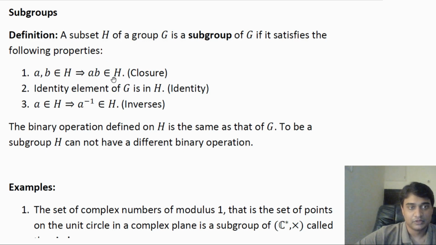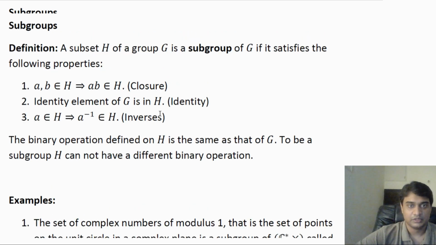So associativity holds, and second, the identity element exists. The identity element of G is in H, so the identity exists, and the inverses also exist. The inverse of each element of H is in H. Therefore, it satisfies all the three group properties. So H is a subset of G which is itself a group. A subgroup of a group is a subset of G which is itself a group.